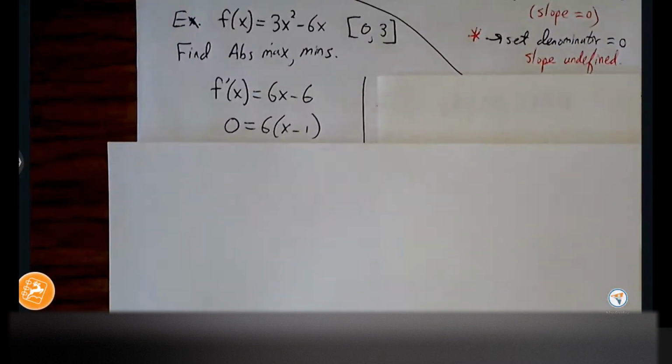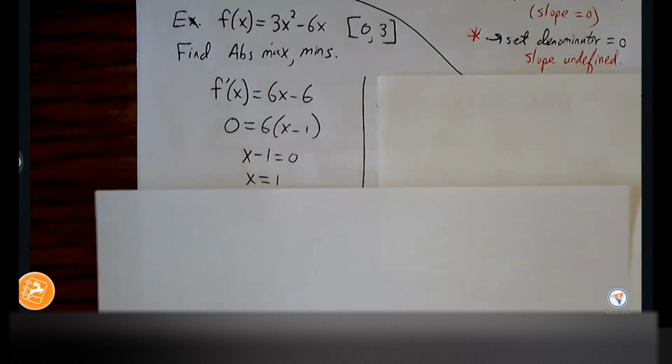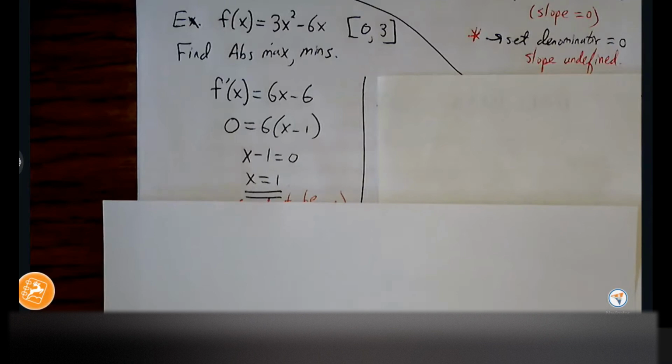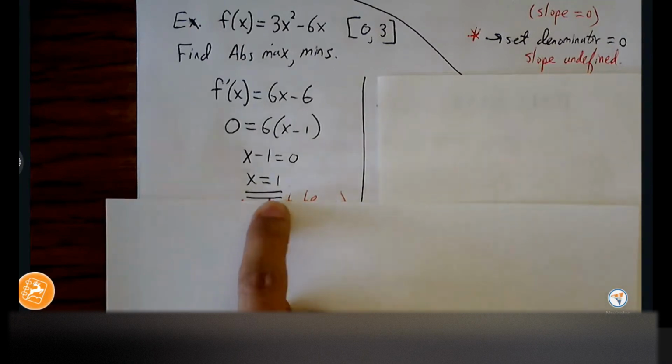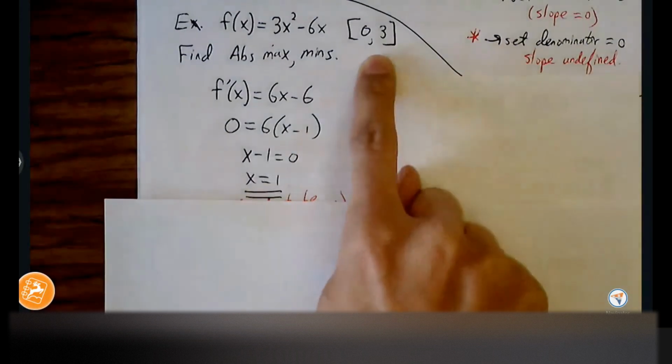Okay, there's my derivative. I set that derivative equal to 0, factor out the 6, and I get x equals 1. So what do we have to be careful about with the critical point here? Where does this critical point have to live in order for us to use it? Yeah, between the interval, right?